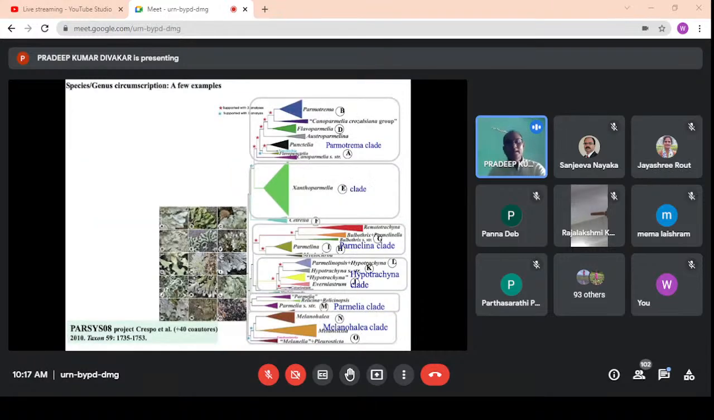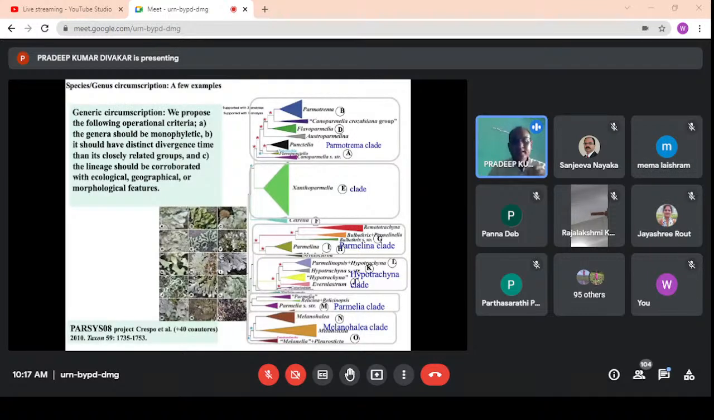Another example, and I will give you for the generic circumscription, how the molecular phylogeny helped us for the generic delimitation, for the genus delimitation. So in this study, in the paper published in 2010, we established some criteria for the genus circumscription. Based on this topology that we were able to establish, we established the 3 criteria for the generic circumscription.